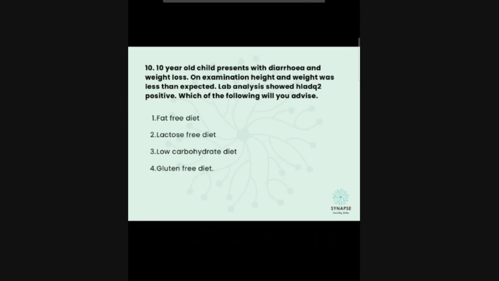Sometimes they won't be presenting with diarrhea. They'll be presenting with just short stature with anemia. Especially in Western countries, they say any child who is being evaluated for short stature with anemia should also have celiac disease in the corner of your mind. You should also think about celiac disease.